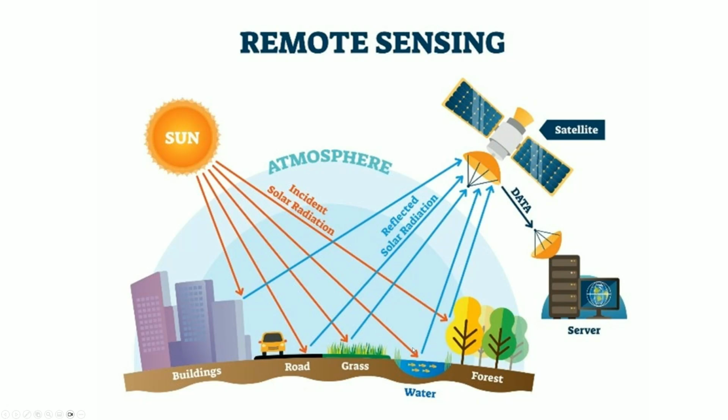And so those differences in reflection, absorption, and emission from these different Earth surface materials as recorded by our sensors will help us differentiate between the surface materials that we have.